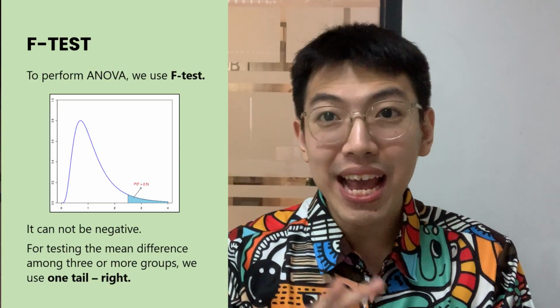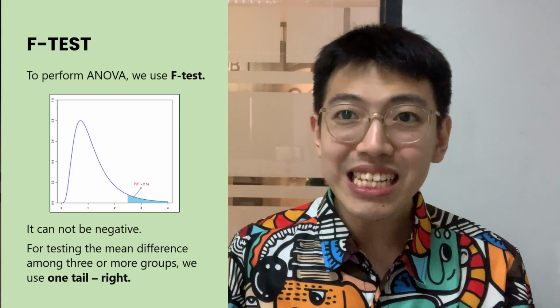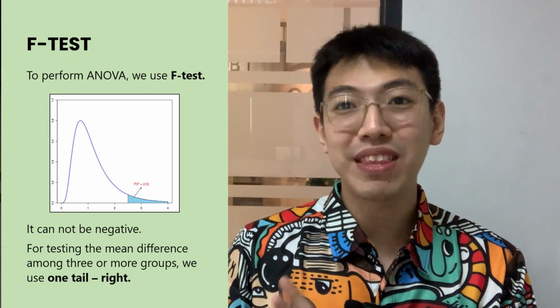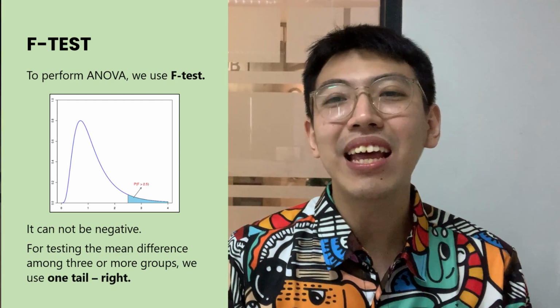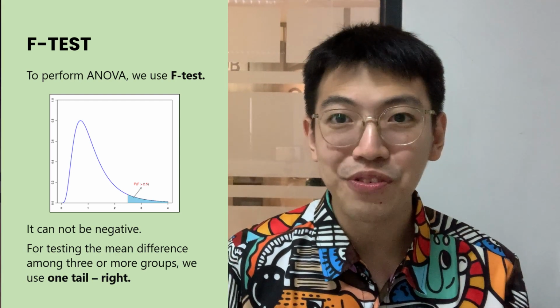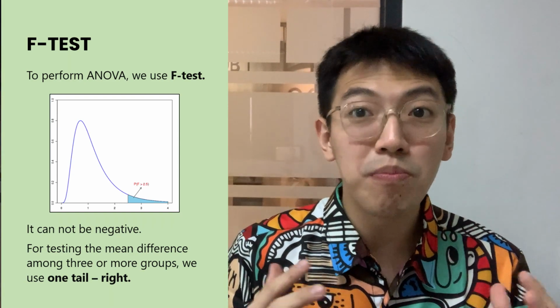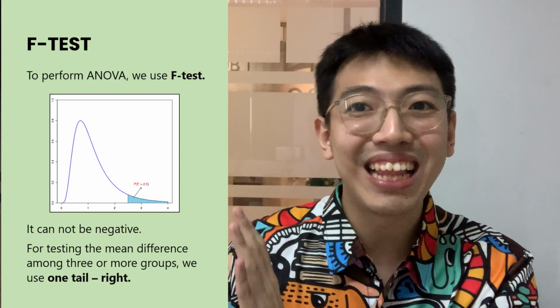To perform ANOVA, we will use the F-test. This is the graph of the F-test. As you can see, the F-test cannot be negative like the Z-test and T-test. It will always be positive. However, for testing the mean difference among 3 or more groups, we will use only one tail, the right.